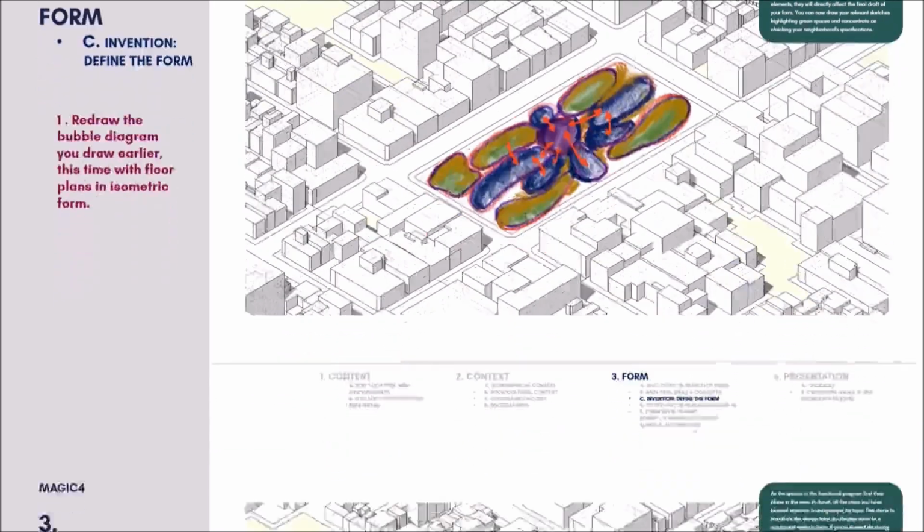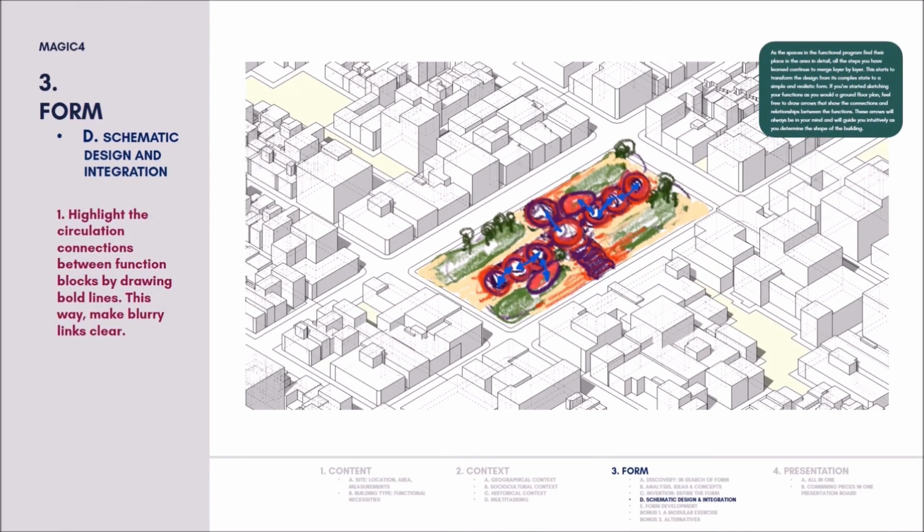D. Integration. Question 1. Highlight the circulation connections between function blocks by drawing bold lines. This way, make blurry links clear. As the spaces in the functional program find their place in the area in detail, all the steps you have learned continue to merge layer by layer. This starts to transform the design from its complex state to a simple and realistic form.